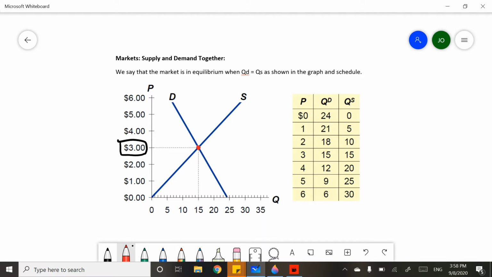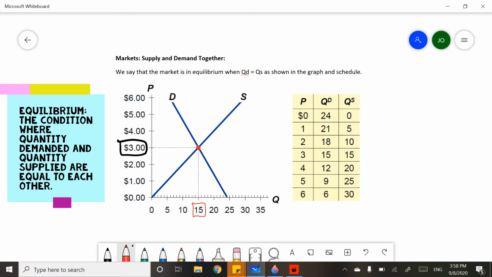This equilibrium also gives us our quantity, which leads us to our first definition. A market equilibrium is when quantity demanded equals quantity supplied. Graphically, this happens where demand and supply intersect.